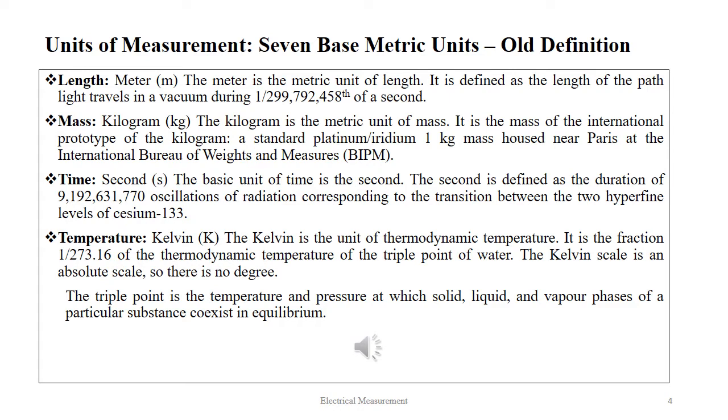The fourth unit is temperature. The Kelvin is the unit of thermodynamic temperature. It is the fraction of 1 by 273.16 of the thermodynamic temperature of the triple point of water. The Kelvin scale is an absolute scale, so there is no degree. The triple point is the temperature and pressure at which solid, liquid, and vapor phases of a particular substance coexist in equilibrium.